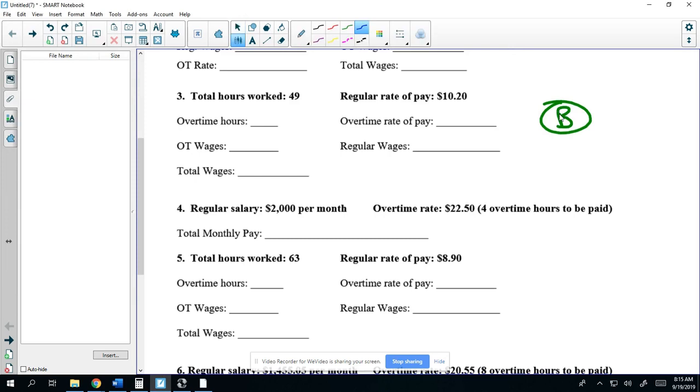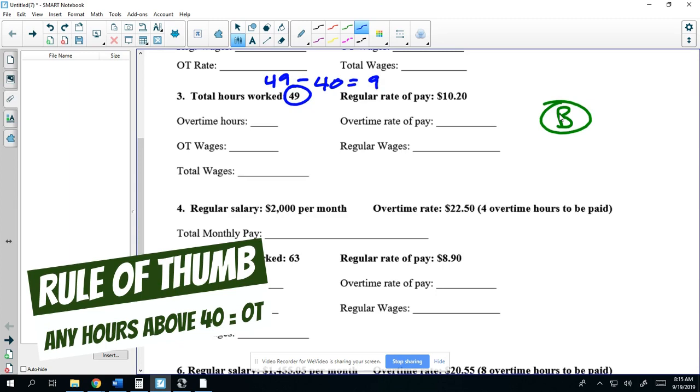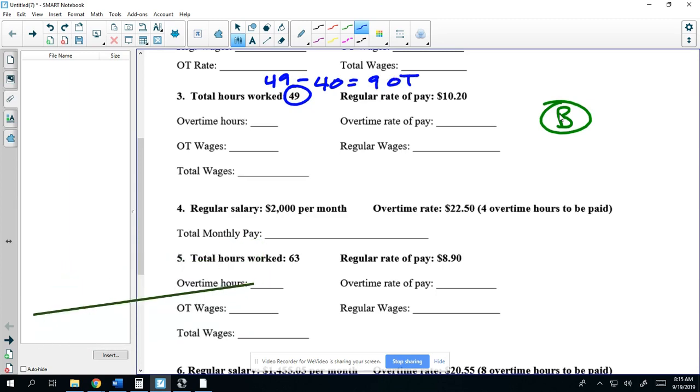We're going to call this type of problem set B, because we have to calculate how many hours of overtime were worked. Remember our rule of thumb from last week. A regular work week consists of 40 hours. Anything over that is considered overtime. So we're going to subtract 40 from the total hours worked of 49 to find out that there were 9 hours of overtime worked. The rest of the process is the same as problem set A.